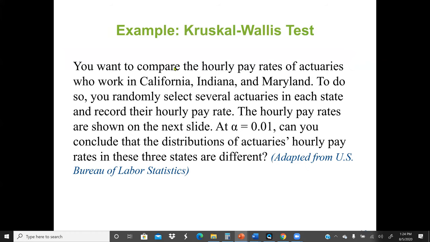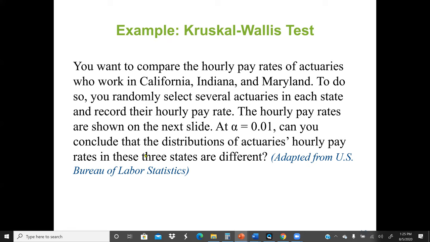So let's try one example here. This is a Kruskal-Wallis test. The question says we want to compare the hourly pay rate of actuaries who work in California, Indiana, and Maryland. So we have three samples. To do so, you randomly select several actuaries in each state and record their hourly pay rates. So we have three samples of starting hourly pay rates of actuaries in three different states.